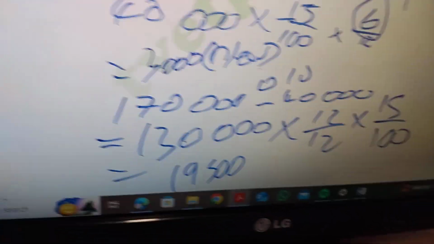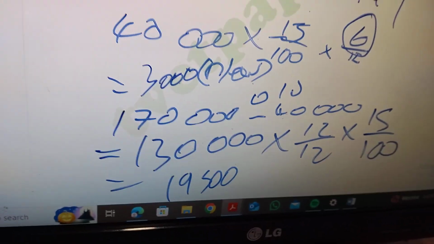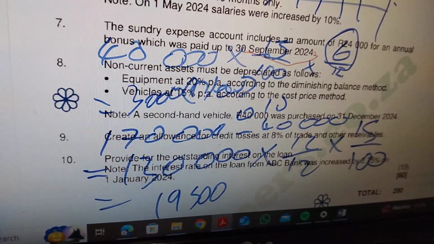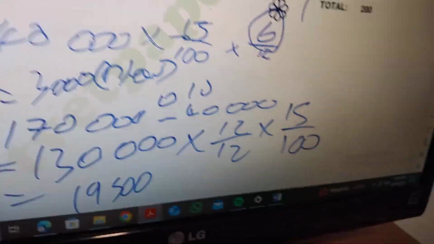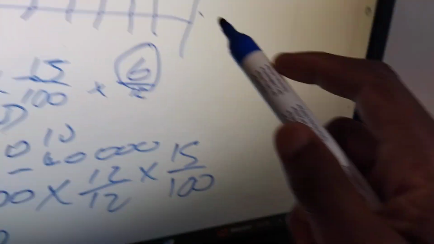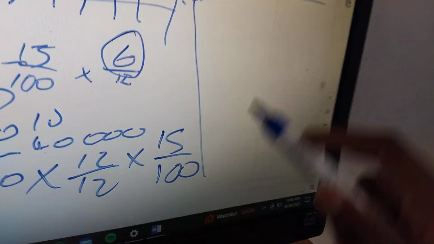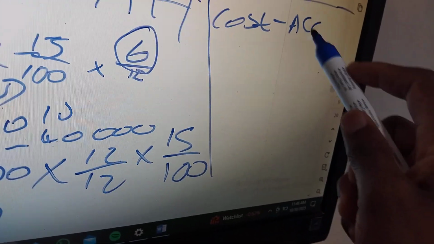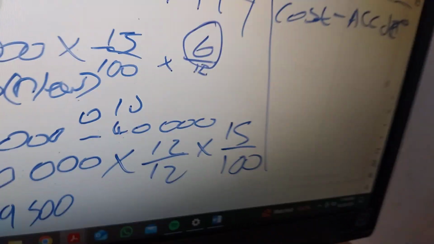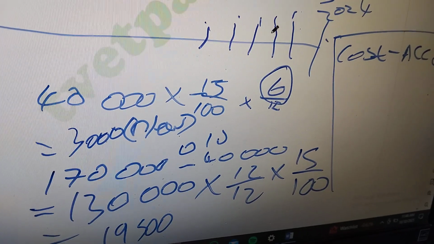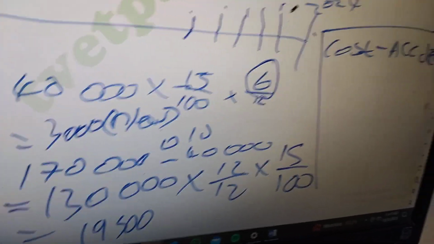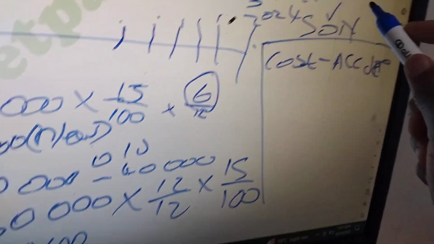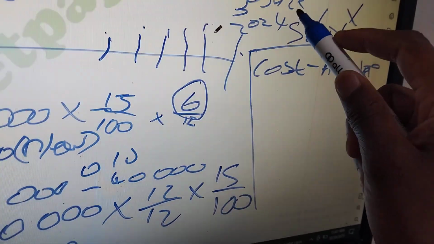So this was the vehicles. Let's calculate for equipment. For equipment, we use the diminishing balance method. Diminishing balance method is cost minus accumulated depreciation. For equipment they didn't buy and they didn't sell, so our SON is just going to be old, because new we don't have and sold we don't have.